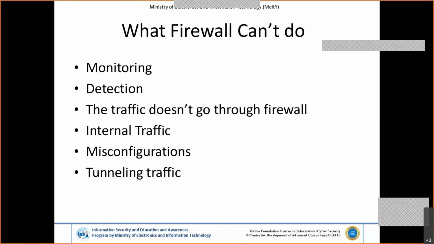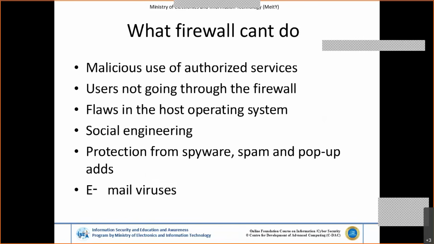And there may be certain traffic with respect to VPNs or public VPNs that can be used. So this kind of tunneling traffic cannot be inspected. Also malicious use of authorized devices, where gateway antivirus solutions come into the picture, and users that avoid the firewall to access, and flaws in the operating system. These things can be handled when we combine certain security features along with the firewall, which we'll see in the demonstration also.